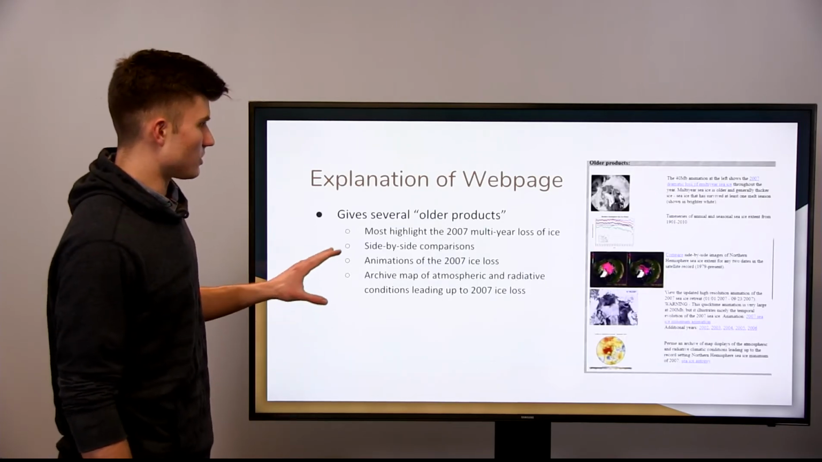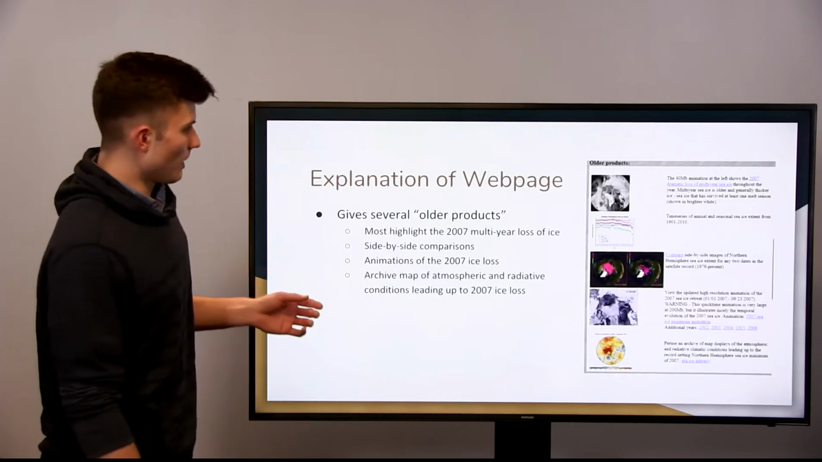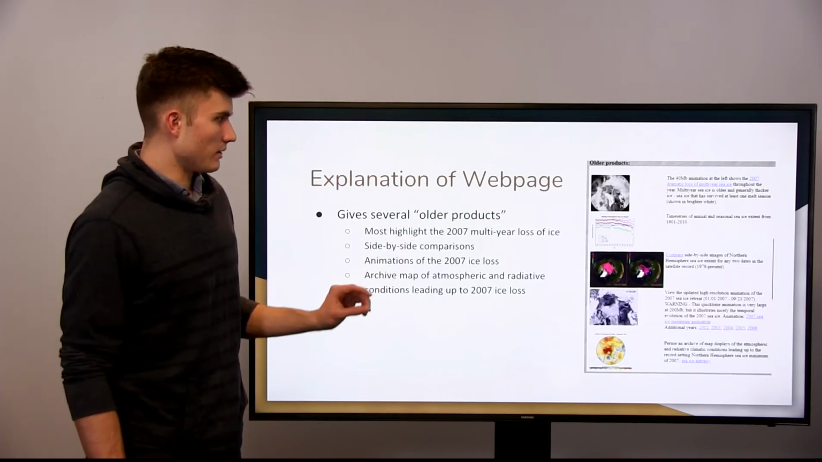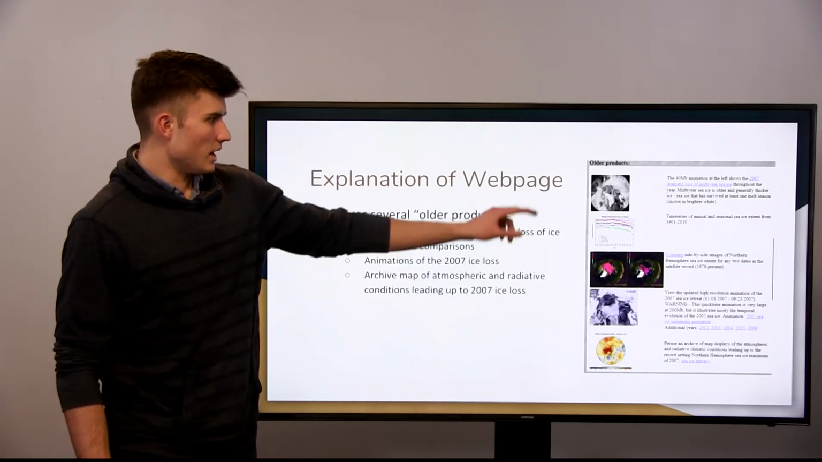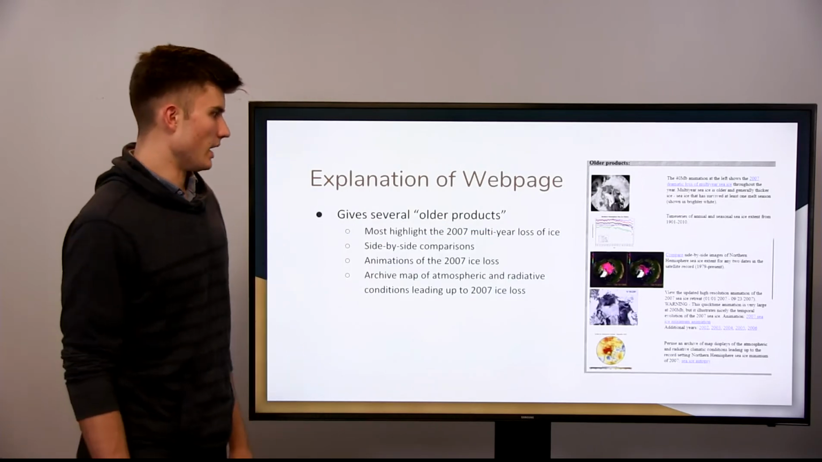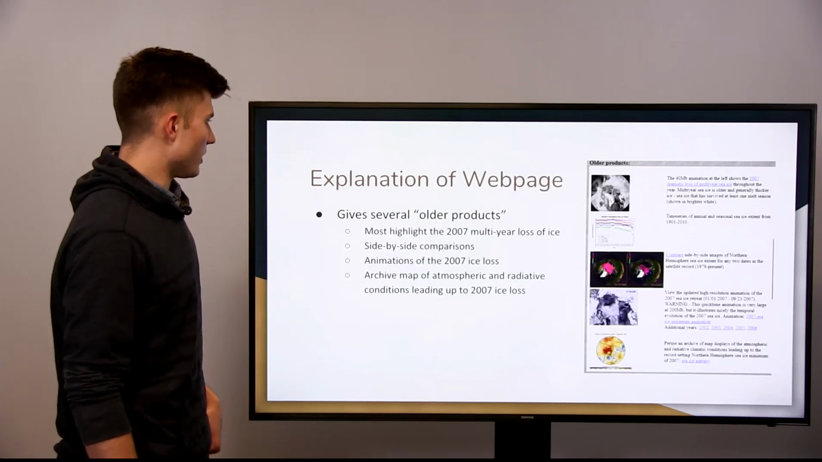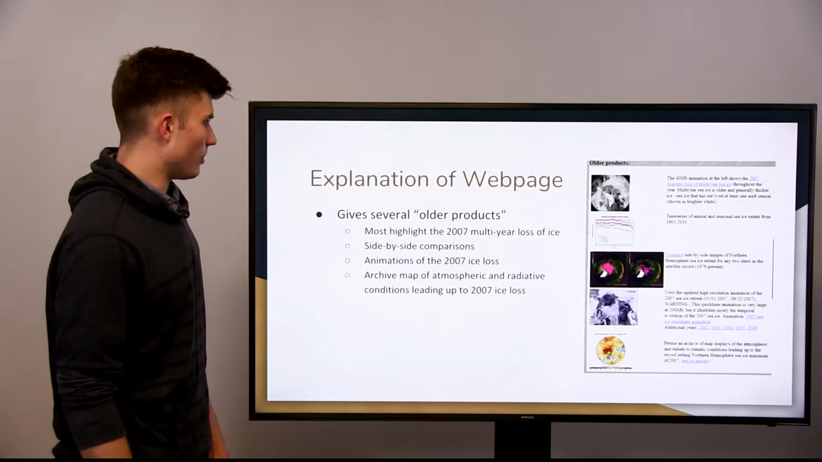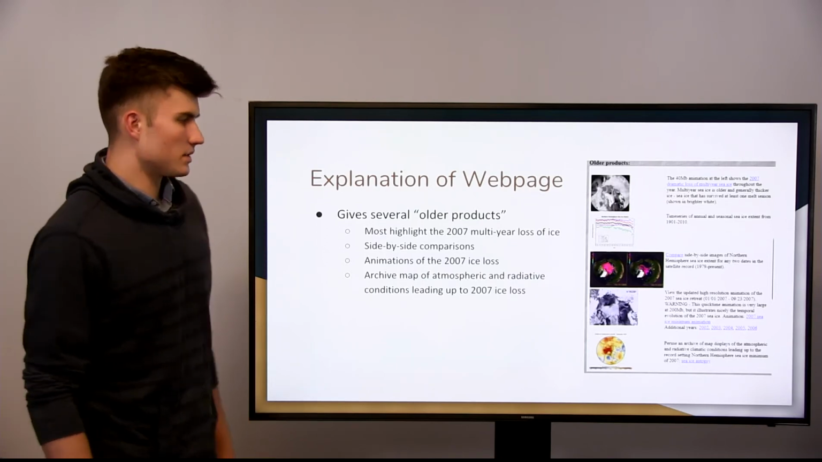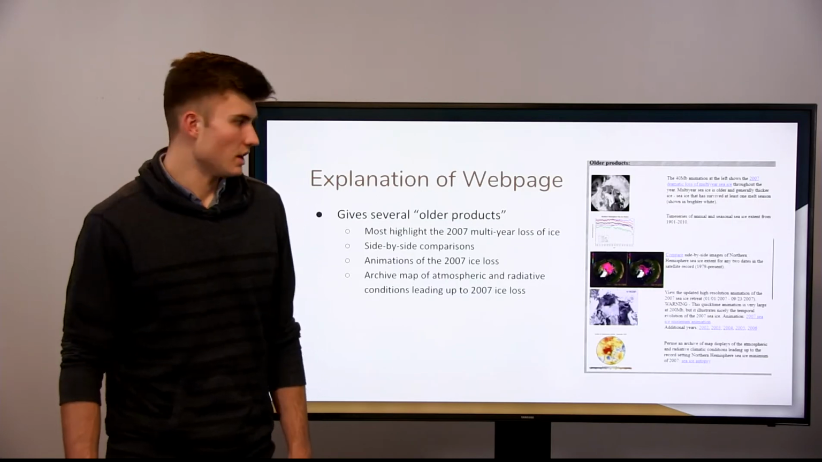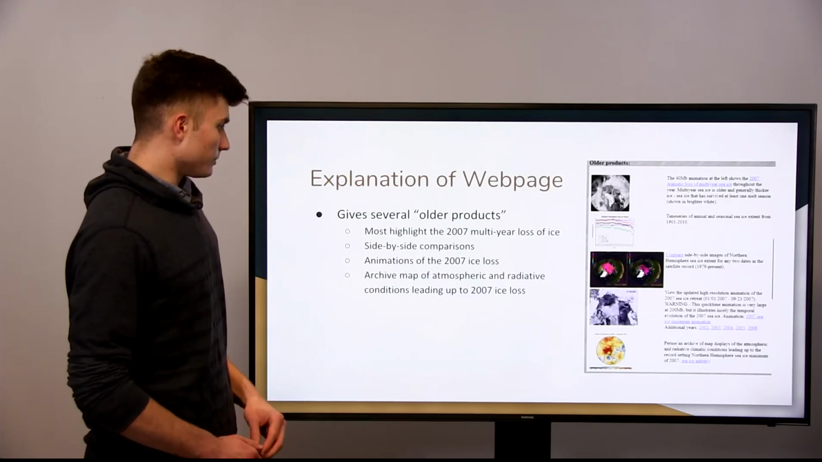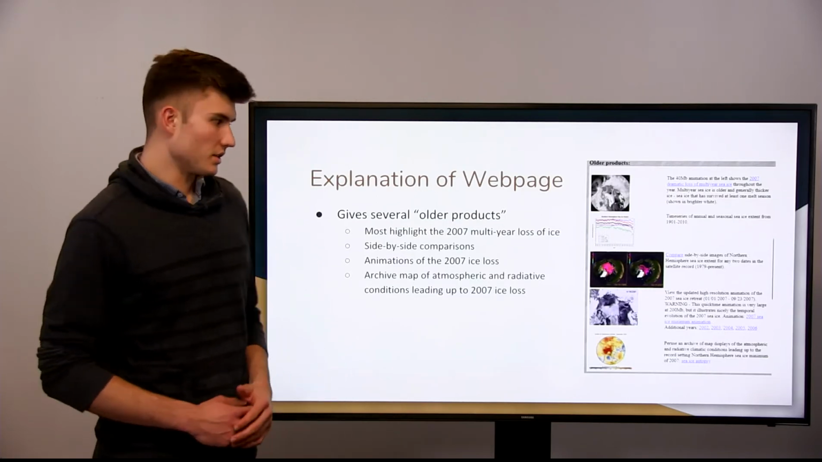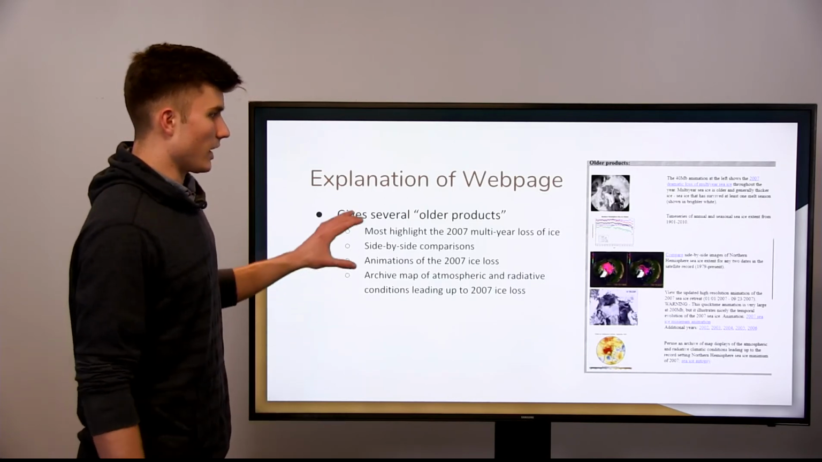Next, as you keep scrolling down, at the bottom left of the web page you're going to see a headline that says older products. This is a very interesting and important part of the web page because it highlights the 2007 multi-year loss of ice. In 2007, there was a drastic loss of ice as a result of some different things that you can look at here.